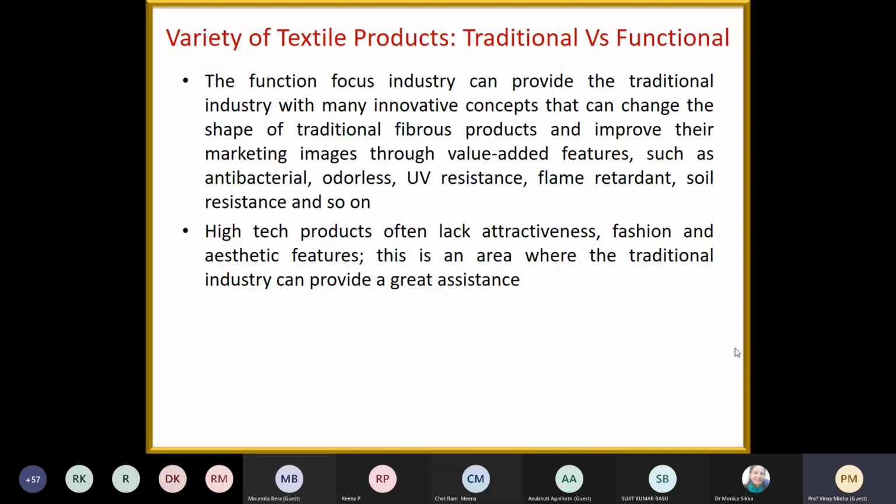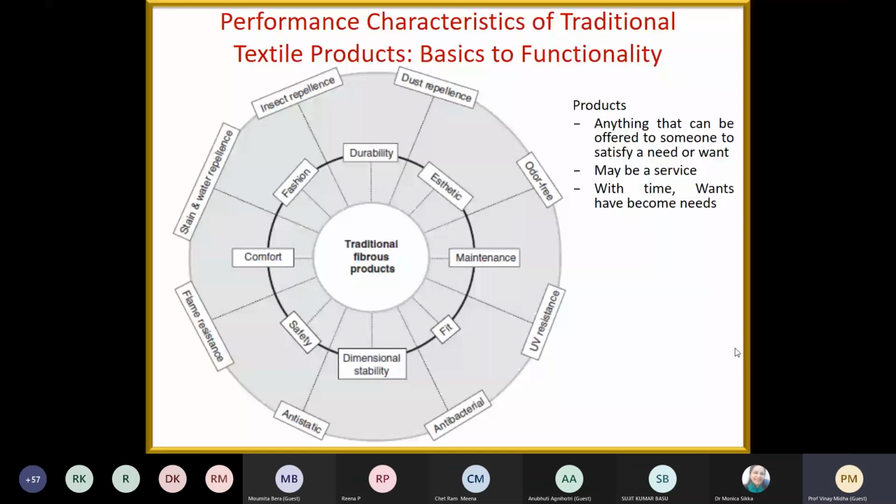So if we talk about the traditional textile products, the demand for these products is now towards certain functionality to be added into them. For example, if we talk about the performance characteristics of traditional fibrous products, we normally talk about aesthetics, or we need comfort in them. They provide safety for the human being, and dimensional stability should be there. They should provide a good fit for the body. They should be fashionable. These are some of the characteristics basically required in traditional apparels.